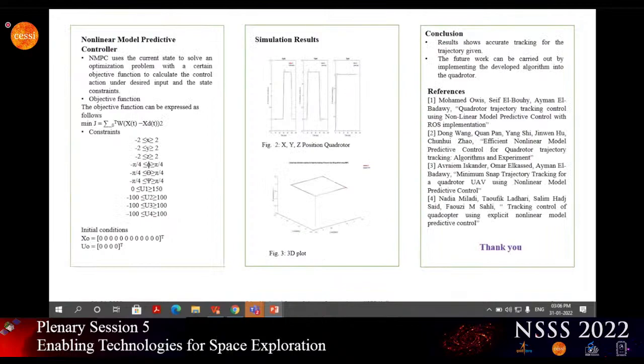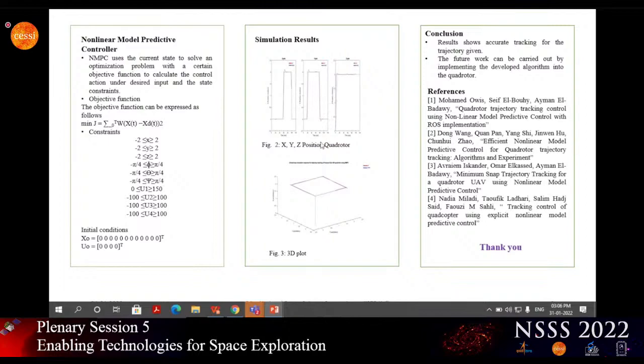Next is the nonlinear model predictive controller. This mainly uses the current state in order to solve the optimization problem, which is defined with a certain objective function in order to control the control action, subject to the desired input and the state constraints. The objective function that has been defined is the sum of the squared differences between the actual state and the desired state, along with the constraints.